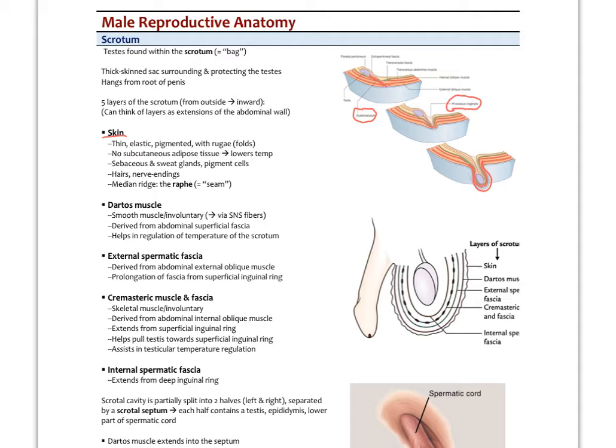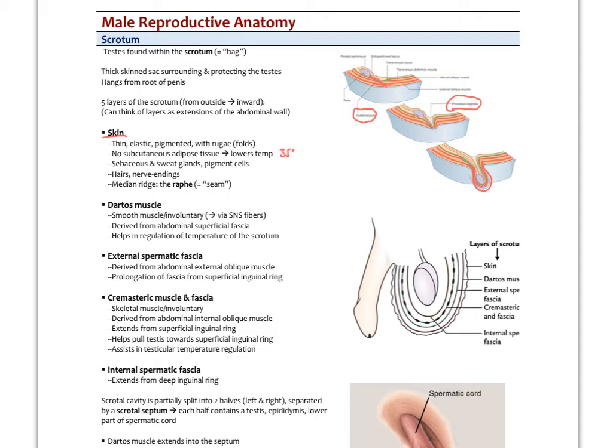temperature lower. The testes have to be kept at a temperature of around 35 degrees Celsius, which is about 95 degrees Fahrenheit, so a little bit colder than normal body temperature. And that's important for proper sperm development in the testes. The skin has numerous sebaceous glands and sweat glands, and pigment cells as well. Lots of hairs with nerve endings, so it's quite sensitive.